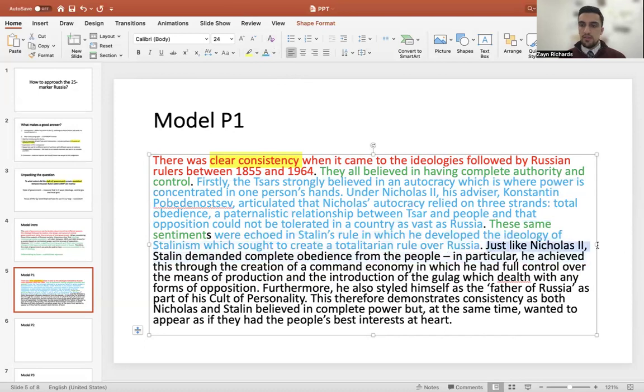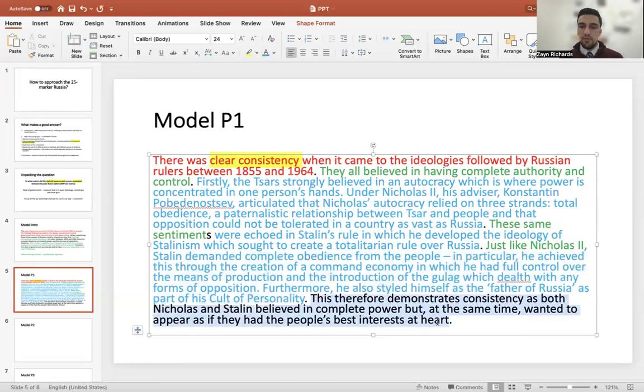Then this is synthesis again. So notice the connectives. Basically every time you use a comparative connective, that is a form of synthesis. Then we've got more evidence here, and then we've got explanation here, which I'll do a nice purple for.